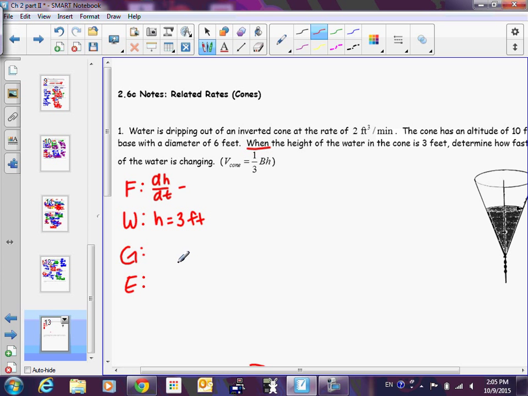What about the given? What given rate? 2. So what does that represent? Without even reading the problem, I see cubic feet per minute. dV over dt equals 2. It has to be talking about volume, right? When you see cubic. And again, because water is dripping out, this volume is decreasing. So even though they don't say it's decreasing, that's implied in the problem.